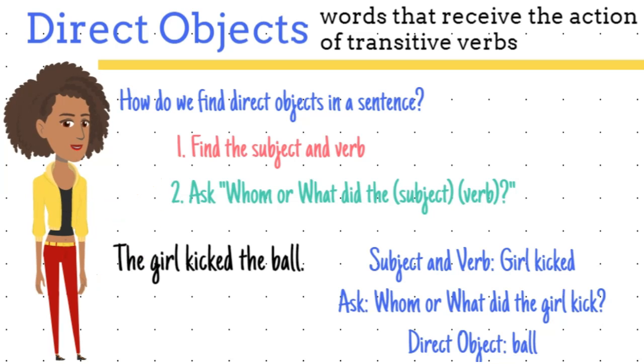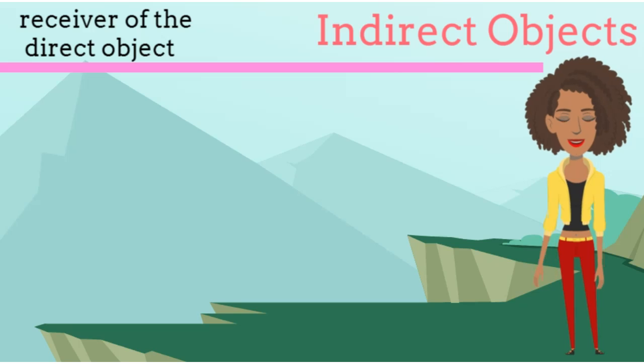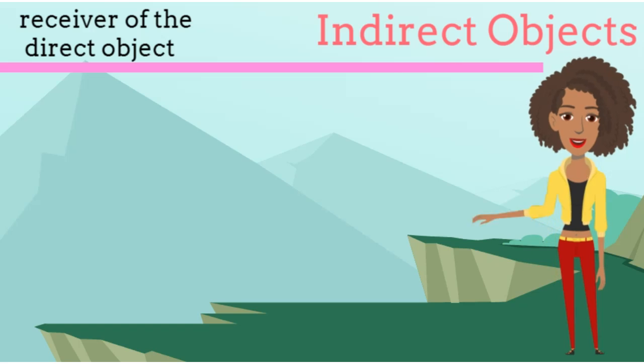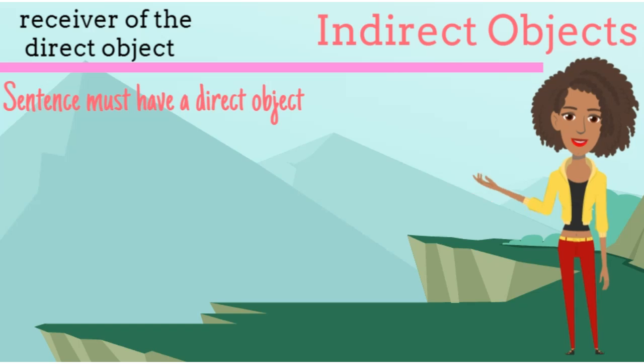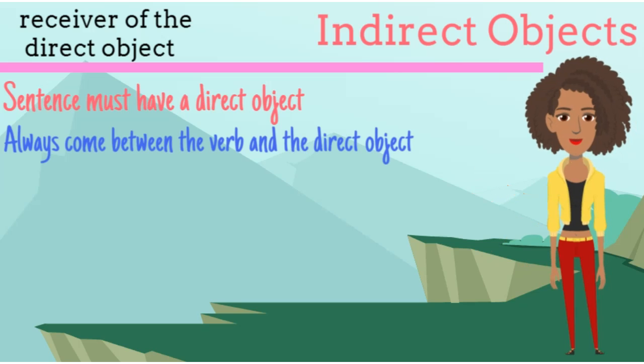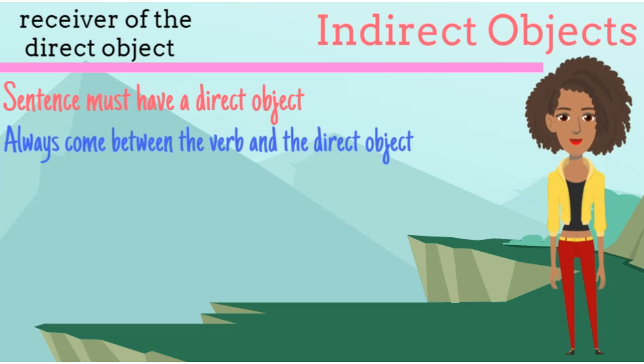Next, let's take a look at the next function of nouns, which are indirect objects. Indirect objects are the receivers of the direct object. It's important to remember two things about indirect objects. The first one is that a sentence must have a direct object in order to have an indirect object. And the indirect object always comes between the verb and the direct object.